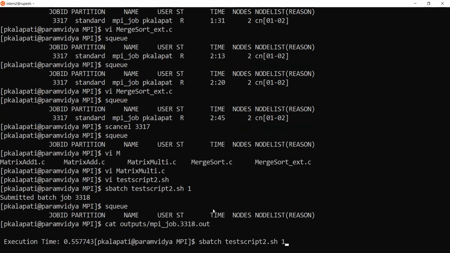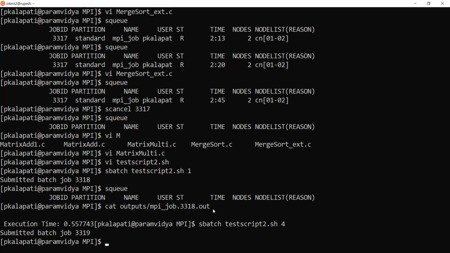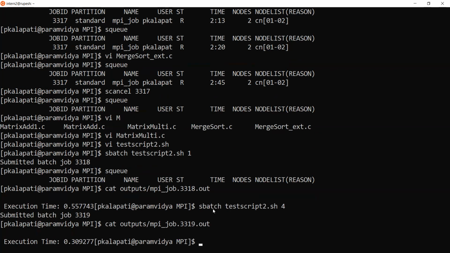Suppose we perform this matrix multiplication with the help of four processes. We can multiply that particular one. Here the job ID is 3319. Yes, we did it in 0.3 seconds, right? We can reduce the execution time. Are you with me?